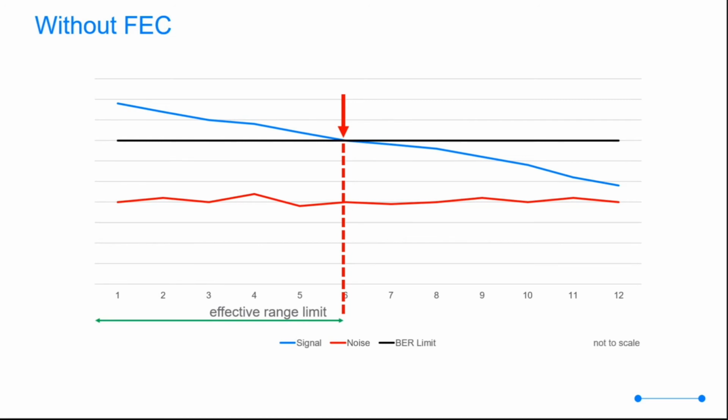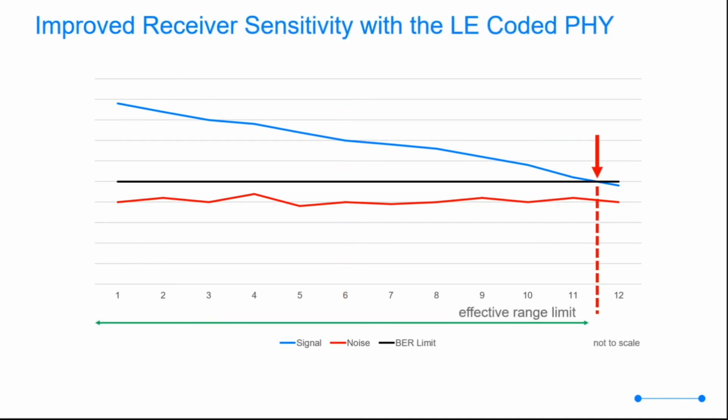So let's summarise. Without FEC, diagram not to scale, by the way, the numbers don't mean anything, you can see that we basically reach our maximum bit error rate, which is the black line, at a certain distance from the transmitter. Again, none of this is to scale. But if we use forward error correction with the LE-coded PHY, what happens is that we can go much lower in terms of how close we get to the signal to noise ratio, and this gives us a much longer range. In fact, over 1 kilometre is possible, and there are videos on YouTube of people demonstrating this, so you can go and look if you like.